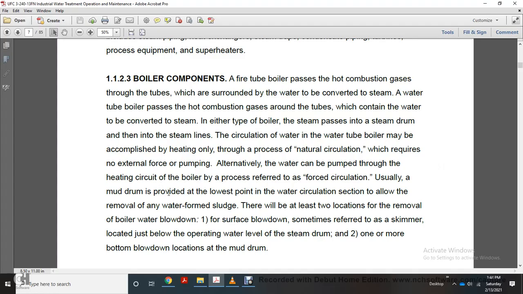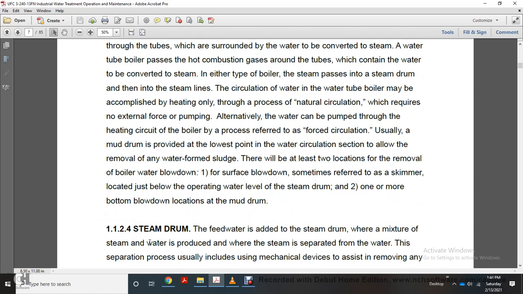Usually a metal mud drum is provided at the lowest point of the water circulation section to allow the removal of any sludge formed. There will be at least two locations for removal of boiler water blowdown: the surface blowdown, sometimes referred to as a skimmer, located below the operating water level of the steam drum, and one or more bottom blowdown locations on the mud drum.